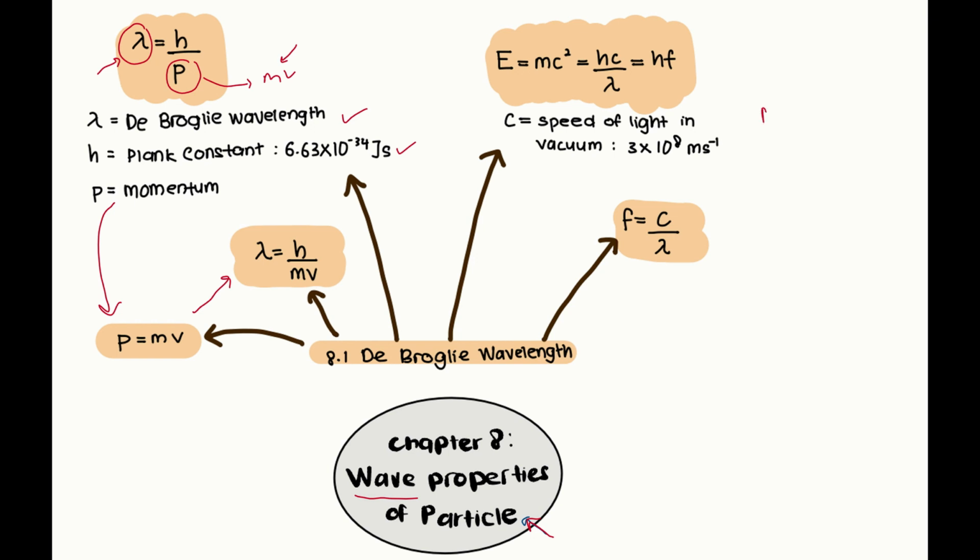If you have the photon as the particle, photon is a light, then you can use this equation. Energy of a photon is equal to hc over lambda, or equal to hf. The basic equation of frequency is equal to v over lambda, but in this case our velocity is specific for the light, so the speed of the light is symbolized as c over lambda, where c is 3 times 10 to the 8. So that is from 8.1.